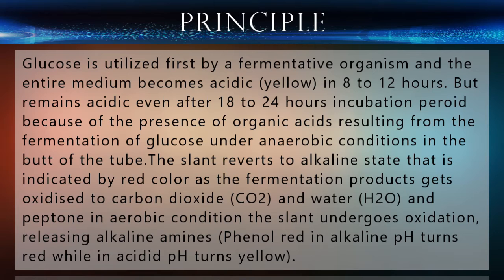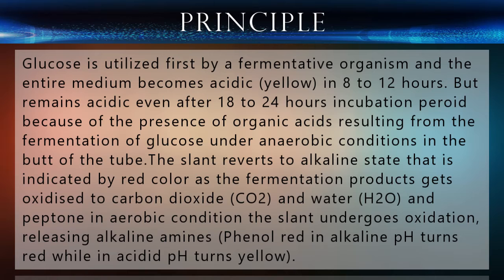The slant reverts to an alkaline state, indicated by red color, as the fermentation products get oxidized to carbon dioxide and water. And peptone, in aerobic condition, the slant undergoes oxidation, releasing alkaline amines. Phenol red in alkaline pH turns red, while in acidic pH it turns yellow.